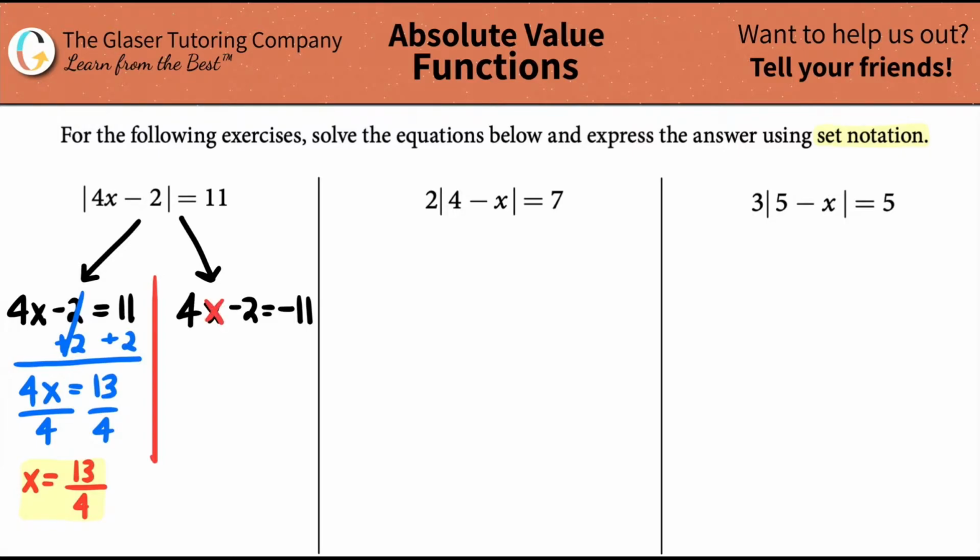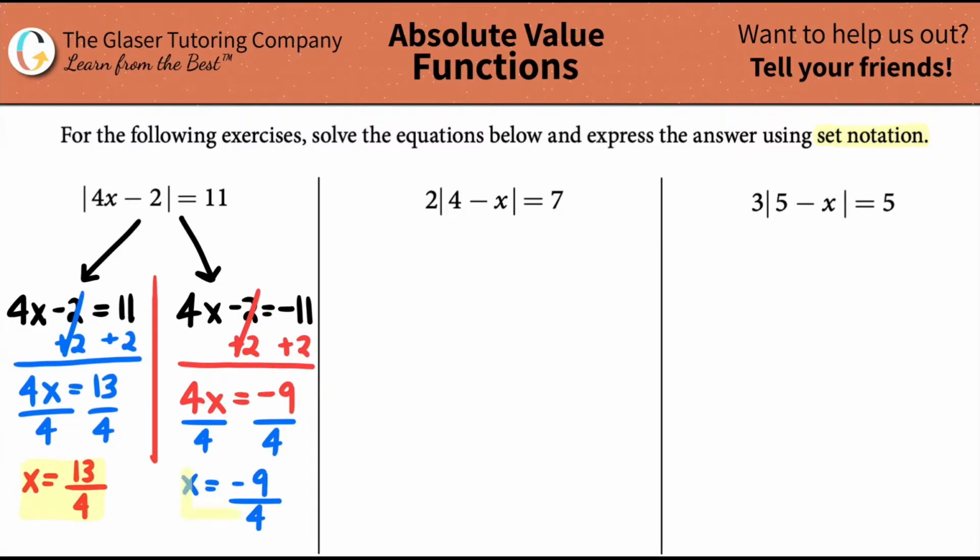So I still want to solve for x. So plus 2 again, this will cancel. We're left with 4x equals negative 11 plus 2, which is negative 9. And then divide by 4, divide by 4. X would equal negative 9 over 4. I can't simplify that either. So here are my two answers. X could have been equal to 13 over 4, or x could have been equal to negative 9 over 4. But that's not good enough for this question because we need to express the answer using set notation.